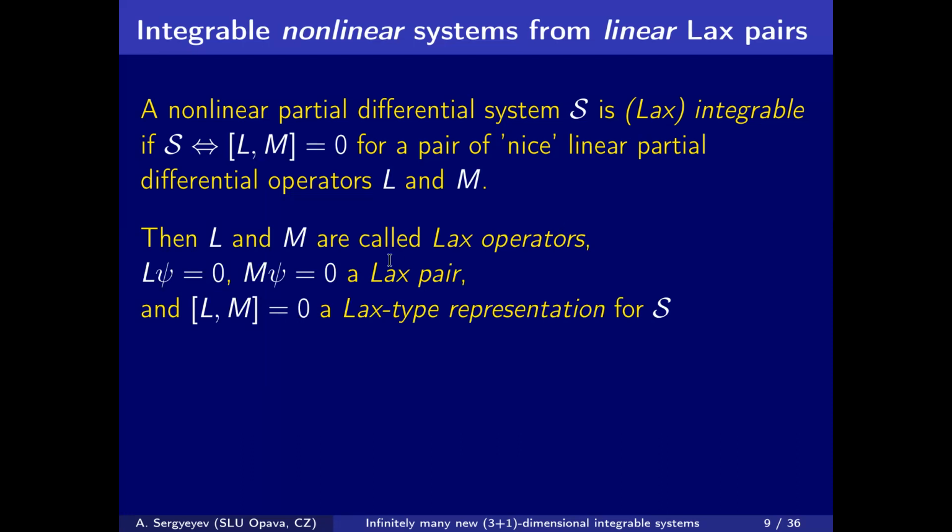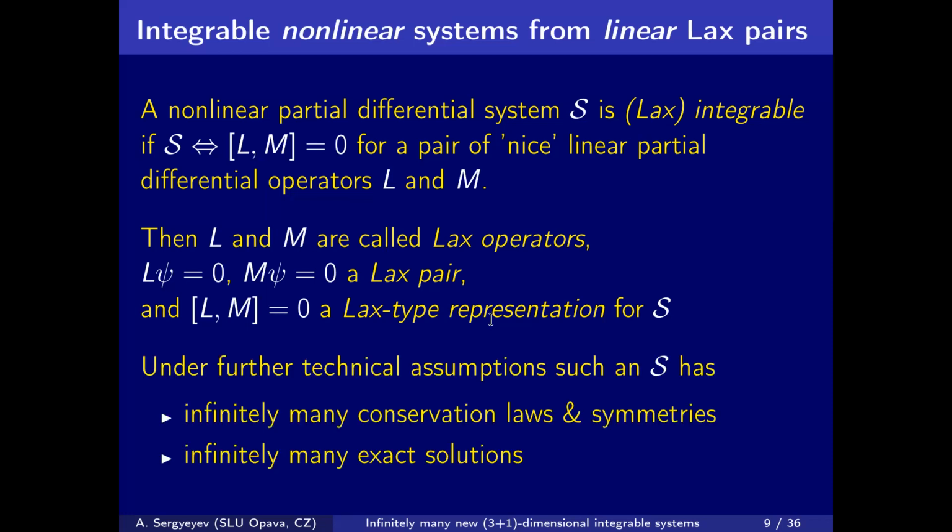So if we have a pair of operators L and M such that their commutativity is equivalent to our nonlinear system, then in this setting, L and M are called the Lax operators. The in general overdetermined linear system L psi equals 0, M psi equals 0 is called the Lax pair, and the commutativity condition, the commutator of L and M equal to 0, is often called the Lax type representation for our system S.